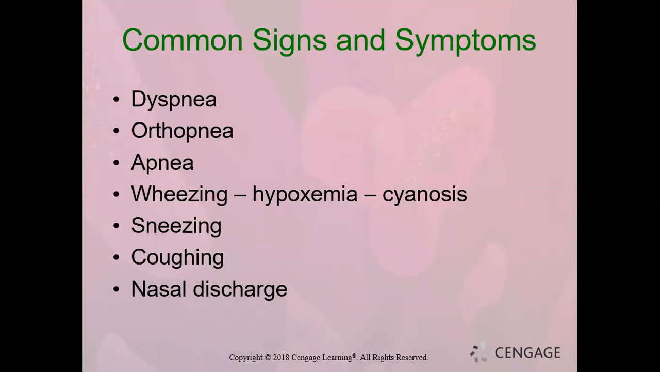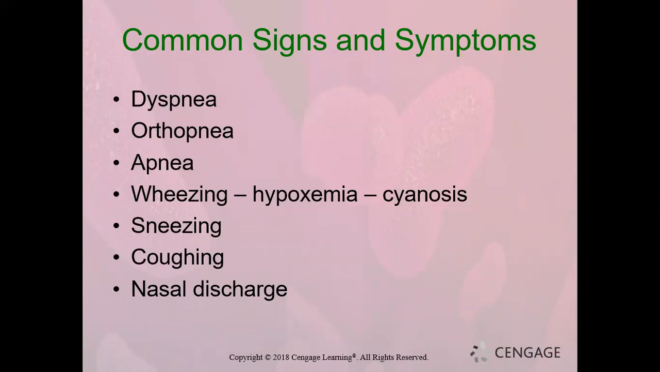Common signs and symptoms of problems would be shortness of breath, which is dyspnea, orthopnea, which you can have rapid or slow breathing, apnea, which is an absence of breathing, sleep apnea, think of that, wheezing. Apnea can also mean interrupted breathing, where people who have sleep apnea will just have periods where they quit breathing in the night. Wheezing, hypoxemia, cyanosis, those are all different types of problems. And there's a video in here, I believe, so you can hear the different kinds of wheezing.